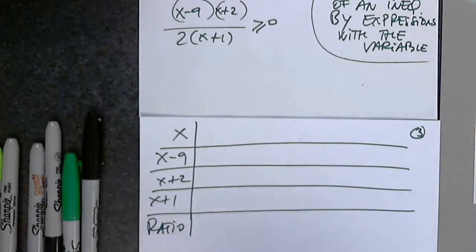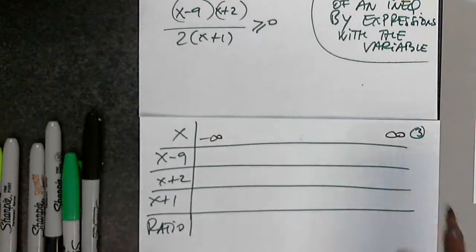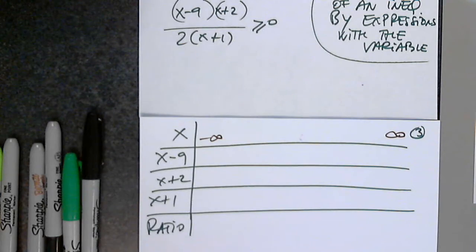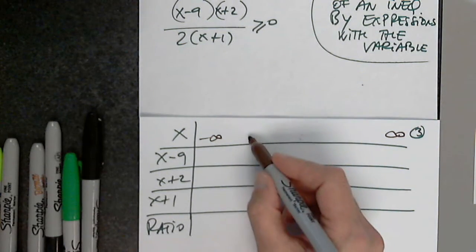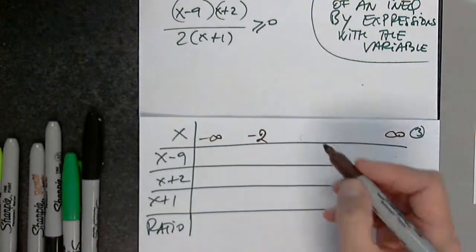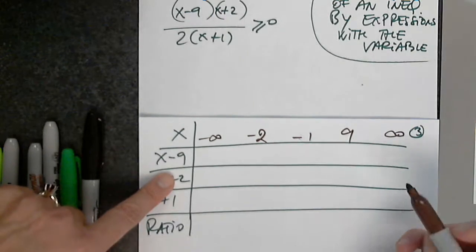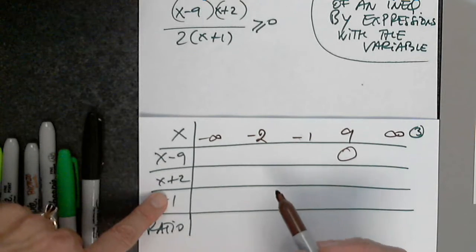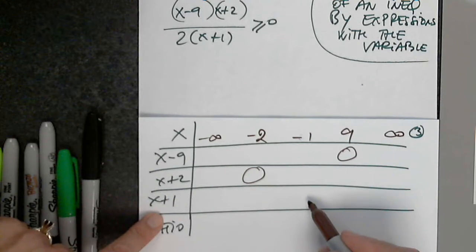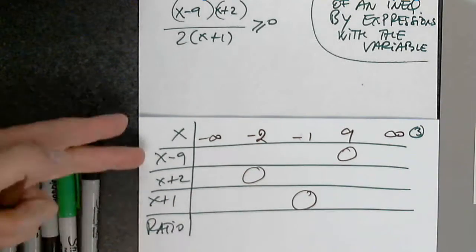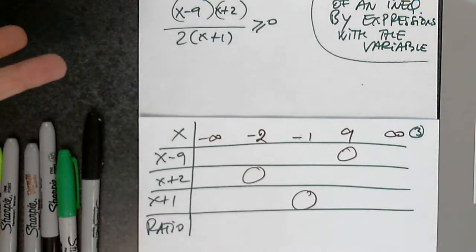Okay, x is the variable in the problem. It goes from negative infinity to infinity. Which numbers go in the chart from left to right? Excellent. Good. Where is the 0 for the first one? Where is the 0 for the second one? And where is the 0 for the last one? Good. What is the sign for all 3?